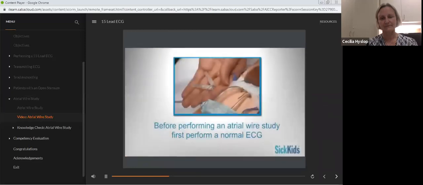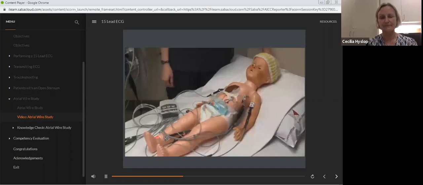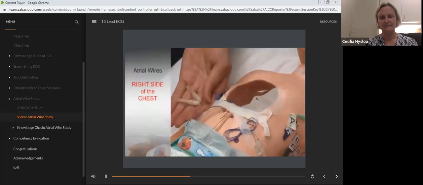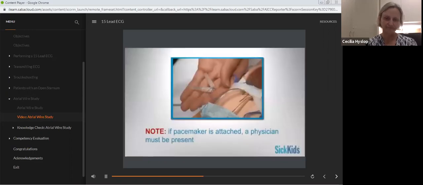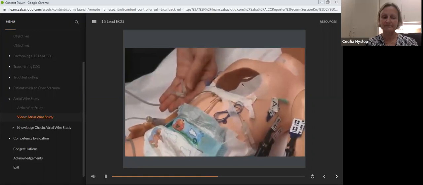Before you perform an atrial wire study, first perform a normal ECG. Then what you will do is locate the atrial wires. The atrial wires are located on the right side of the patient's chest versus the left side, which are the ventricular wires. If the atrial wires are attached to a temporary pacemaker, you will need the assistance of the physician in order to proceed. There are 2 ways of performing an atrial wire study.